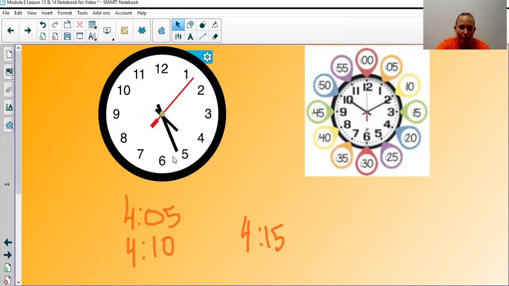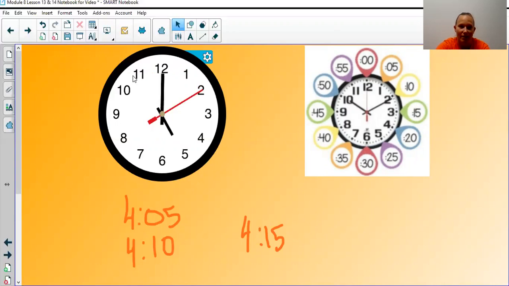4:25, 4:30, 4:35, 4:40, 4:45, 4:50, 4:55, and then 5 more minutes to get to 5 o'clock. You'll notice when I'm at 4:55, my hour hand looks like it's already on the 5, but my minute hand tells me I still have 5 more minutes till that new hour.